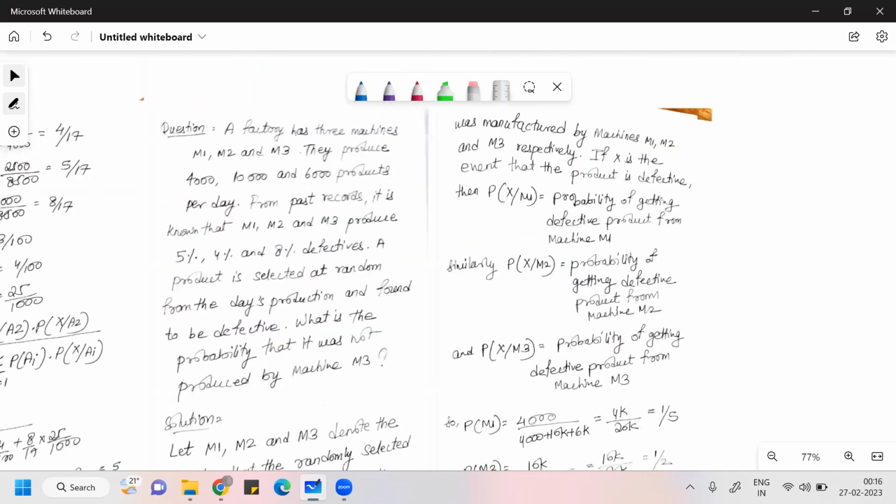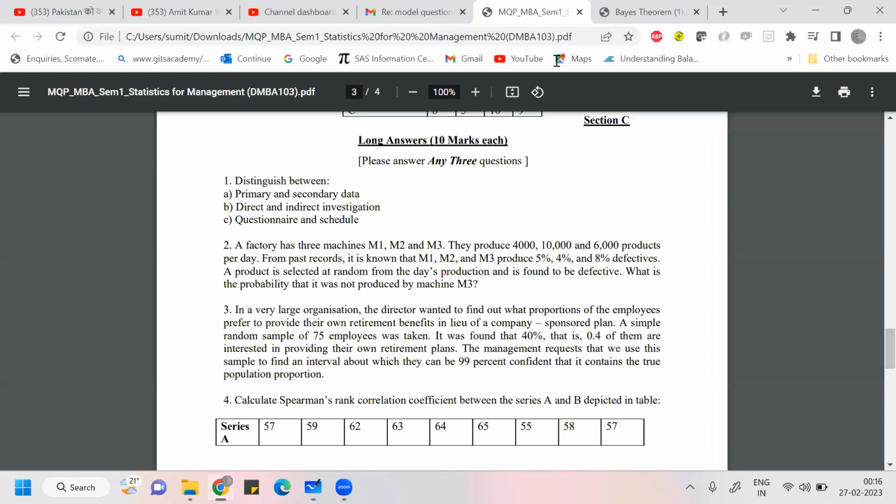Okay. Now this is a 10 marks question. A factory has three machines M1, M2, M3. I'd really request you to pause the video and try this question by yourself. A factory has three machines M1, M2, M3. They produce 4,000, 10,000, 6,000 products per day.